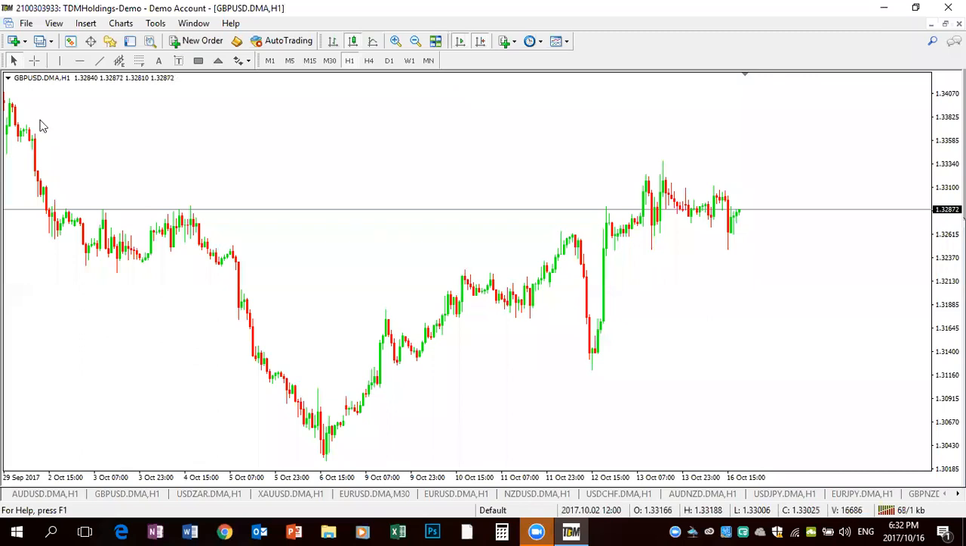So the second thing that I want to teach you is your time frames. These are your time frames. We have got 1 minute, 5 minutes, 15 minutes, 30 minutes, 1 hour, 4-hour time frame, daily time frame, weekly time frame, and monthly time frame.